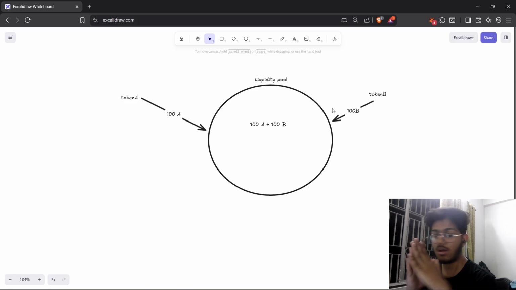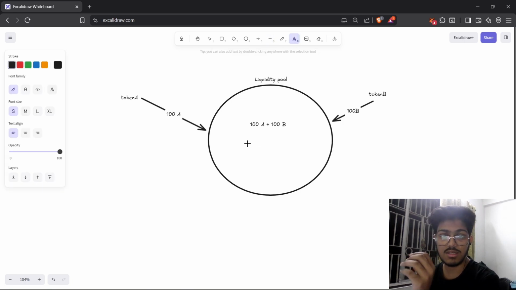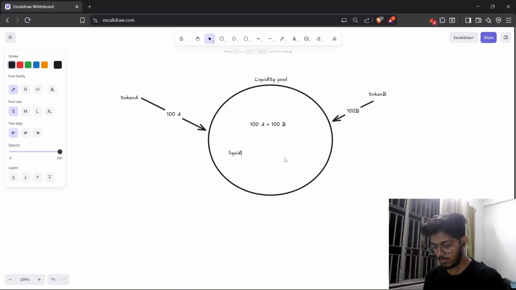Now there's also a term called liquidity. So what is liquidity? Liquidity is like how much value this pool contains. So suppose each token is worth $1. Token A is worth $1 and token B is also worth $1.